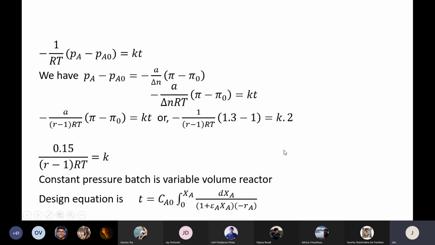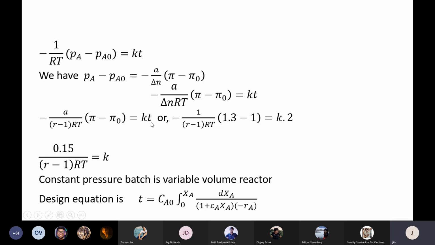So substitute R minus 1 in the equation, and pi minus pi0, that is total pressure at t is equal to t and total pressure at t is equal to 0 time, different total pressure. Substitute this in the equation of Pa minus Pa0. So the next line you will get a by (R minus 1) RT times (pi minus pi0) is kt.